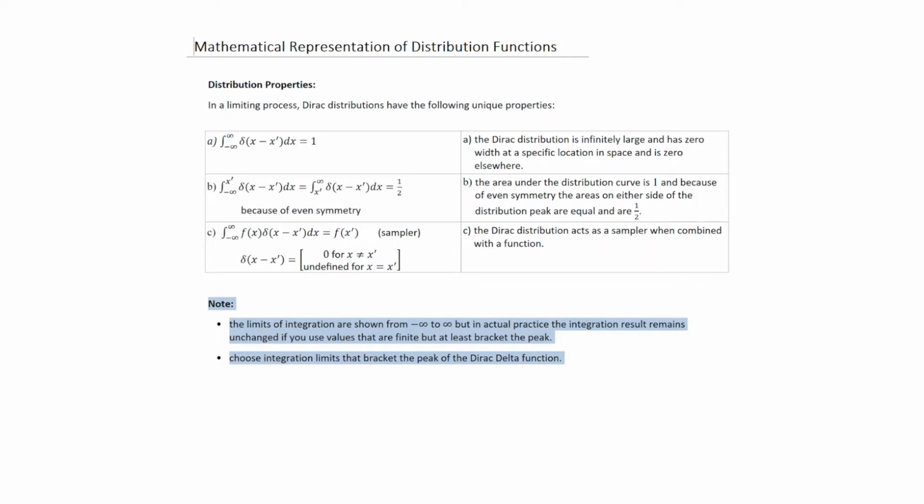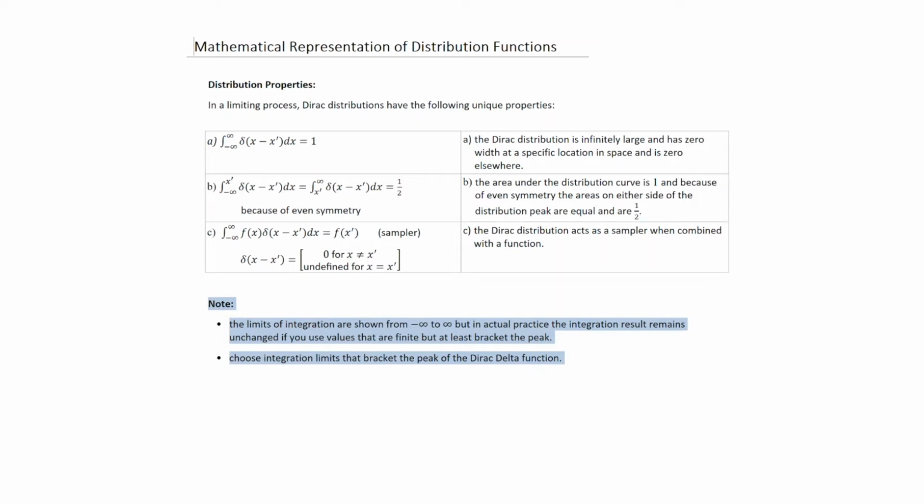If we take this Dirac delta function, delta evaluated at an argument of x minus x prime, dx, and integrate from minus infinity to positive infinity, then the property of this function is that it gives you the value of 1. The Dirac distribution is infinitely large and has zero width at a specific location in space and is zero elsewhere. The point at which this occurs is when x equals x prime. That's what part A is telling us.